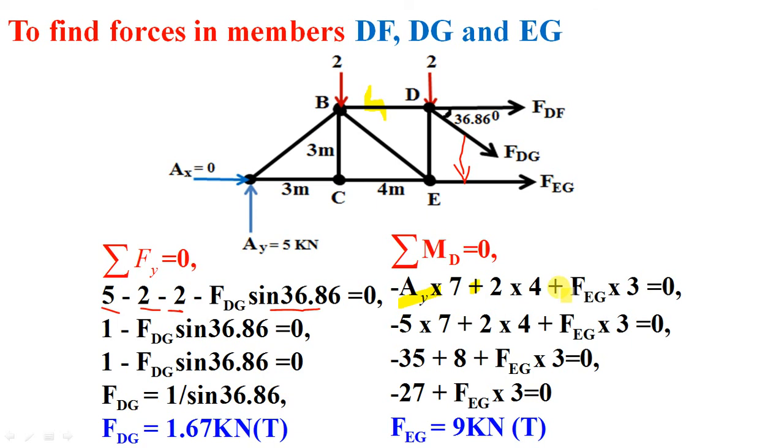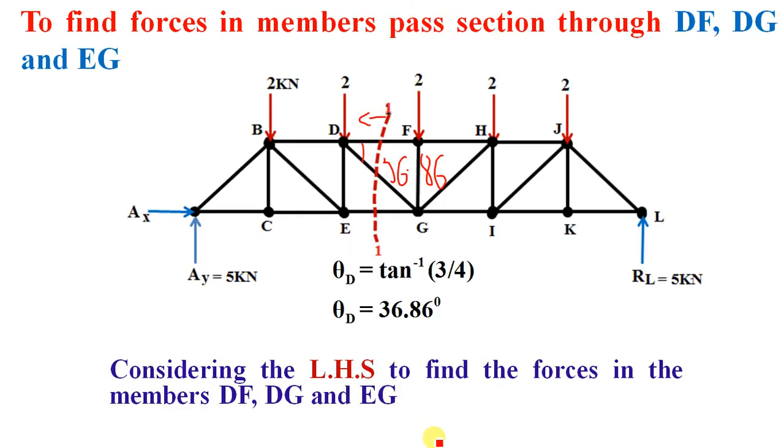And then after that F of EG. This is F of EG. It will create a moment in the anti-clockwise sense, therefore it is again positive. So F of EG into the perpendicular distance, which is 3. Substitute the value of Ay as 5 and you will get the value of F of EG. That comes out to be plus 9. So it indicates that the assumed direction is correct. So F of EG is 9 kilonewton. DG is known to us, EG is known to us.